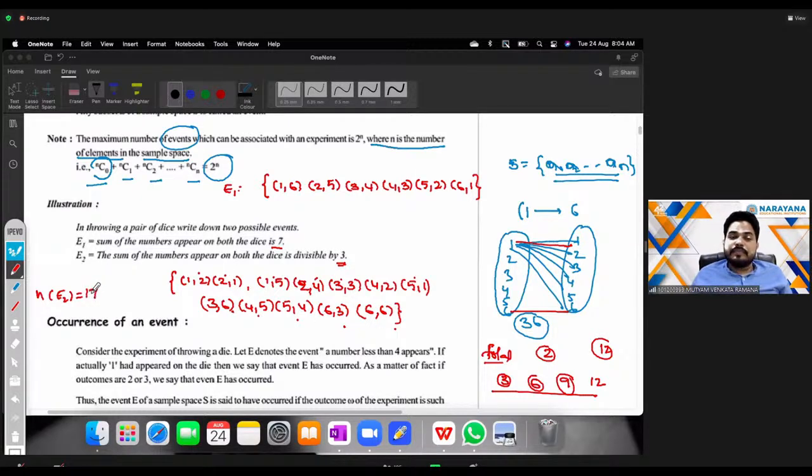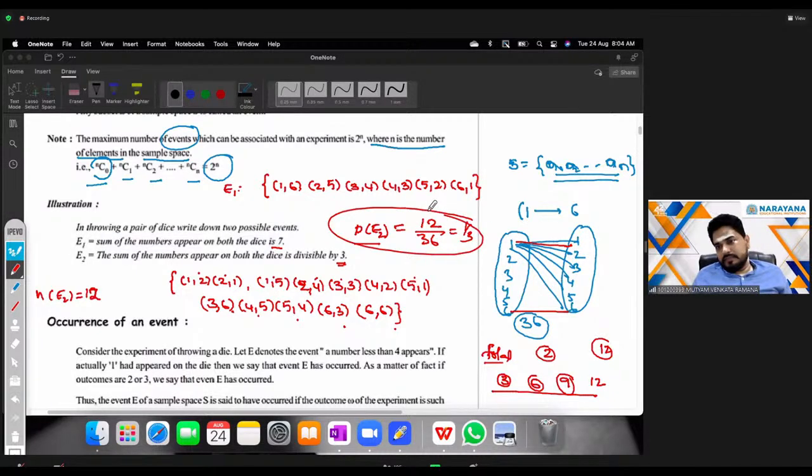12. Now, if you tell me what is the probability of E2, though I haven't discussed probability, but I want to introduce it. Probability of getting the selected event whose sum is divisible by 3: total number of favorable events. Any one of these 12 are favorable? Yes. Out of total, how many are there? 36. So this probability is 1 by 3. I haven't discussed probability, but this is what the concept is. Very simple concept. Okay.